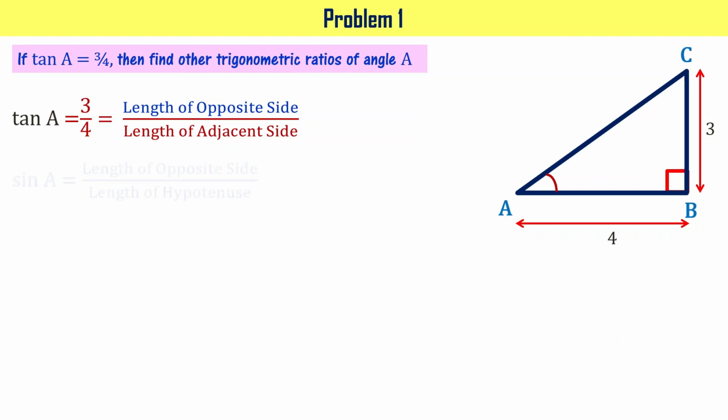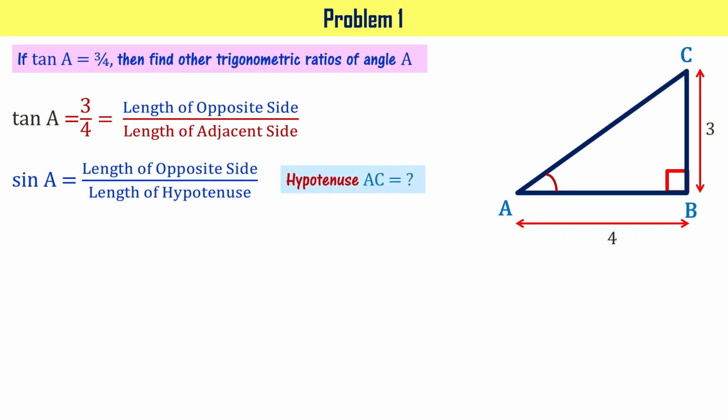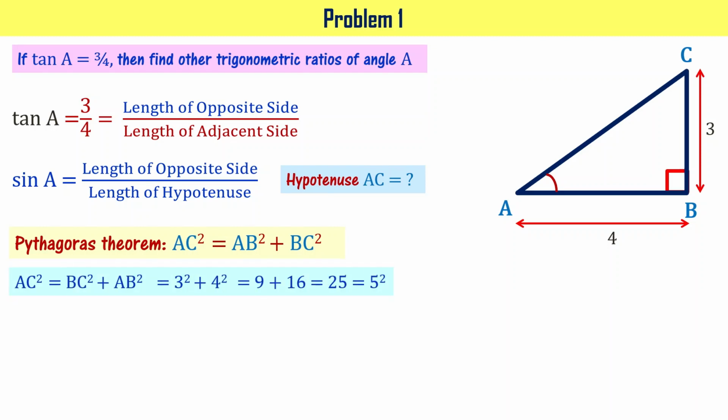Now, let's recall sin A function, that is length of opposite side by length of hypotenuse, right? To obtain value of sin A, we should know what is the value of hypotenuse, that is AC, right? For this, we can make use of Pythagoras theorem. It says that AC square equal to AB square plus BC square, right? We have values for AB and BC. Let's substitute them and simplify such that you get AC square equal to 5 square. It means AC equal to 5, right? Now let's write what is sin A, that is BC by AC equal to 3 by 5.